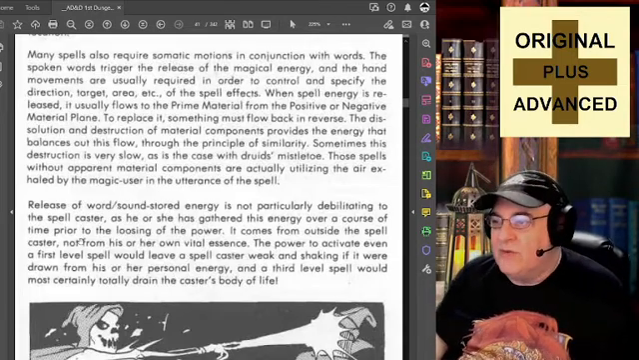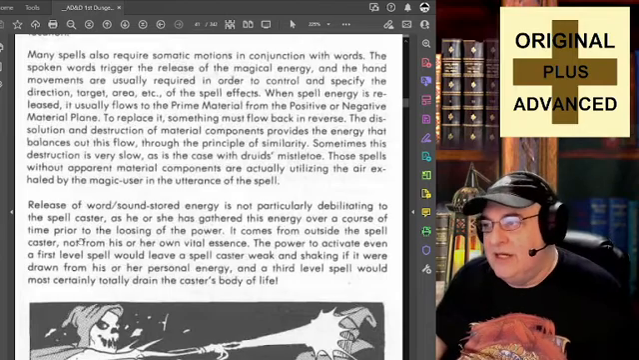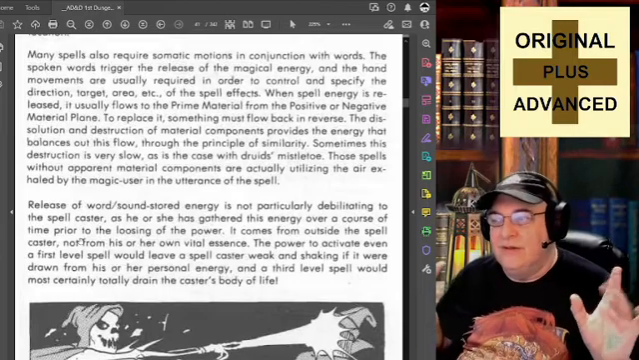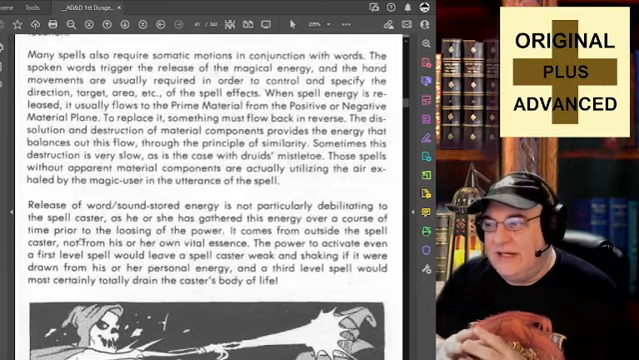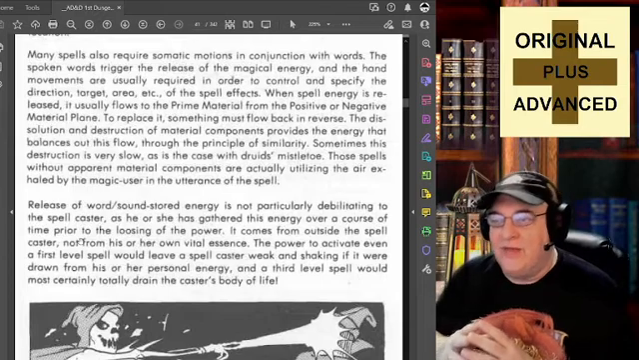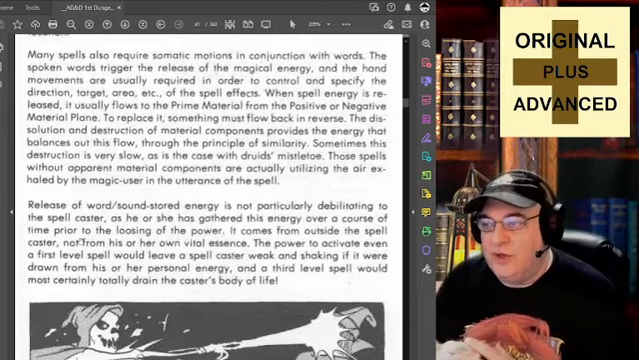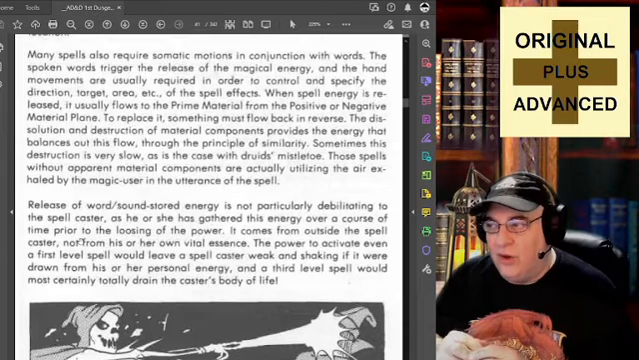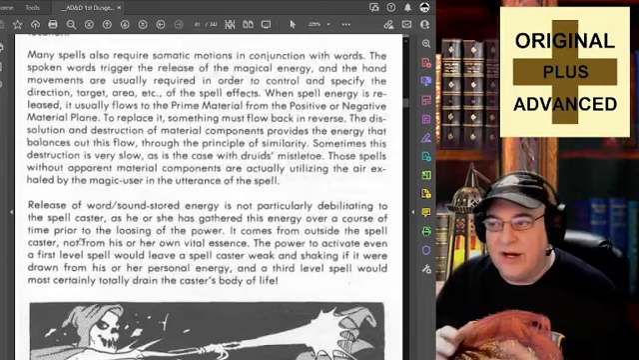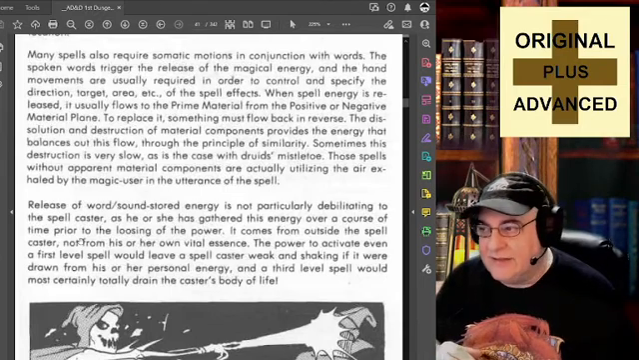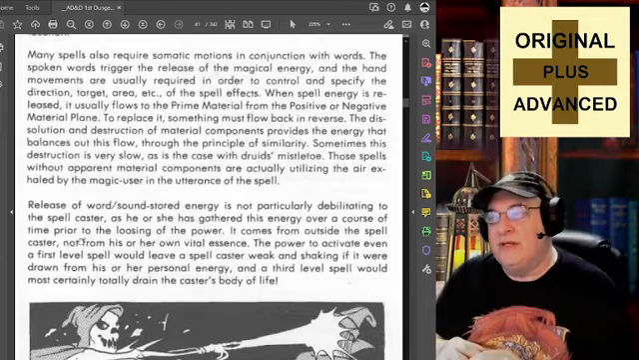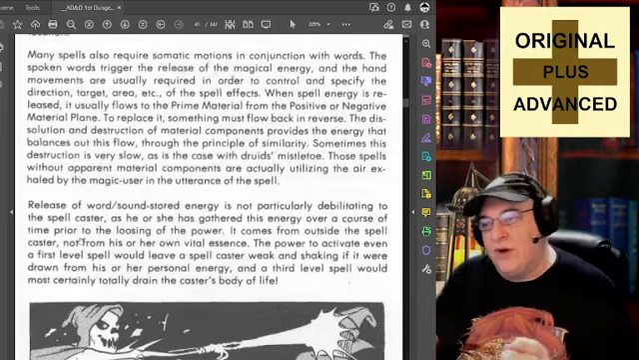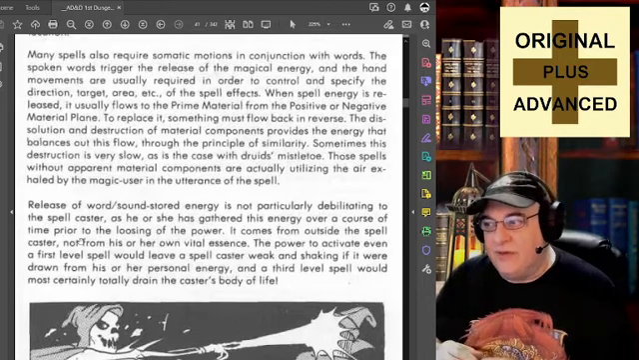Many spells also require somatic motions in conjunction with words. The spoken words trigger the release of the magical energy, and the hand movements are usually required in order to control and specify the direction, target, area, etc. of the spell effects. When spell energy is released, it usually flows to the prime material plane from the positive or negative material plane. To replace it, something must flow back in reverse.